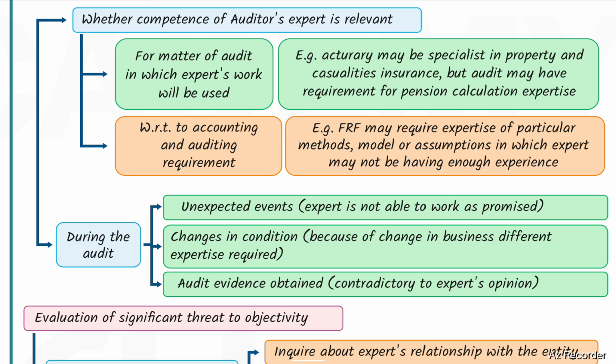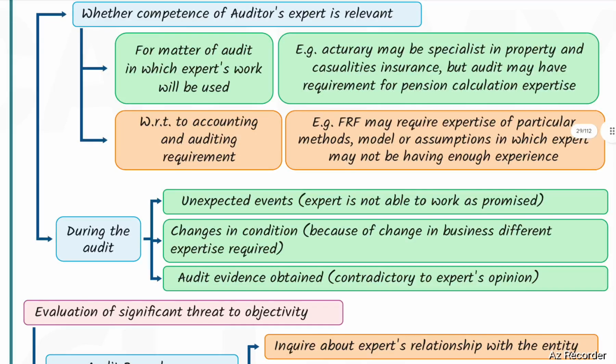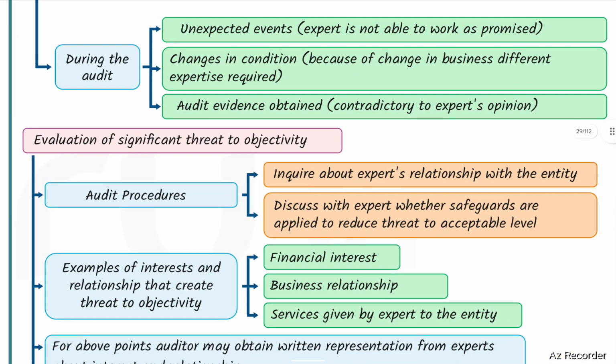Next, with respect to accounting and auditing requirements, for example, the financial reporting framework may require expertise in particular methods, models, or assumptions in which the expert may not have enough experience. Next, during the audit, unexpected events: the expert is not able to work as promised. Changes in conditions: because of a change in business, different expertise is required.